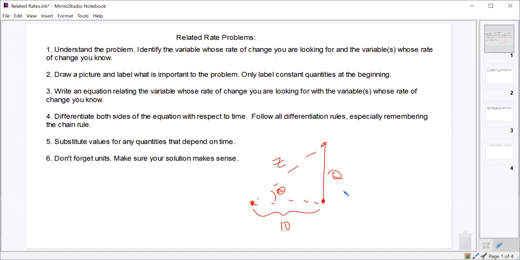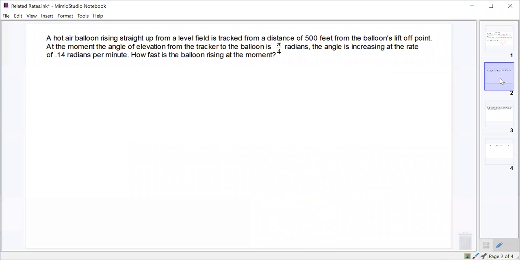All right, let's do one of these because then it's going to make more sense. So we have a hot air balloon that is rising straight up from a level field, and I am tracking it from a distance of 500 feet from its liftoff point. There are some more words that you can read on your own. I'll give you a second to do that, and then we're going to draw a picture. Are we ready to draw our picture?